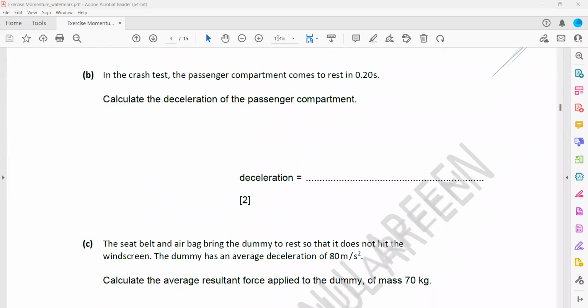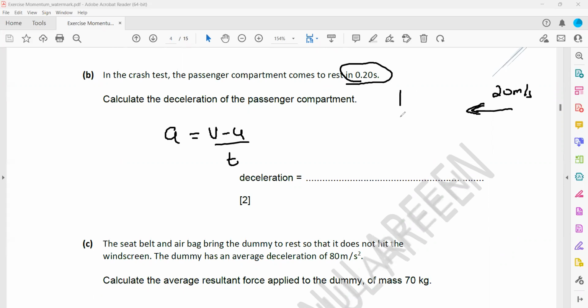In a crash test, the passenger compartment stops in 0.2 seconds. We need the deceleration. Acceleration and deceleration use the same formula: the change in the velocity divided by time. The passenger compartment was moving at a speed of 20 meters per second. That is the starting speed. When it hits the barrier, it stops. So final is 0, initial is 20, and the time taken is 0.2. So it will be minus 20 divided by 0.2.